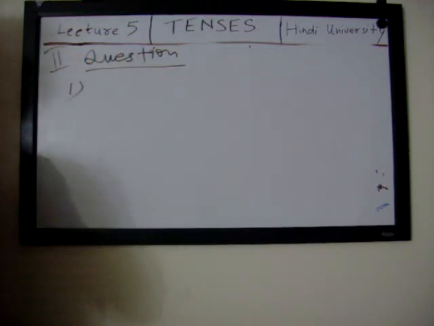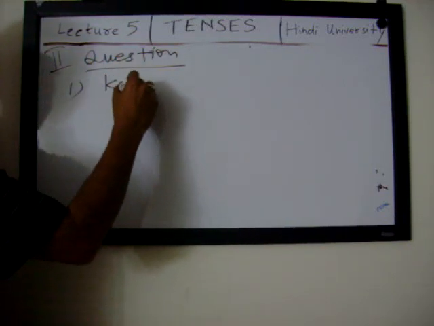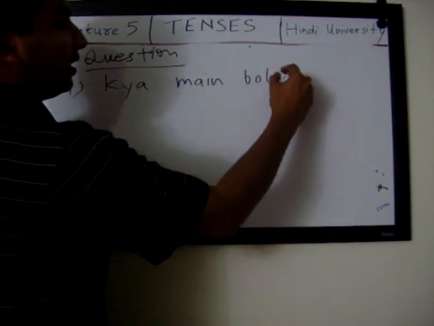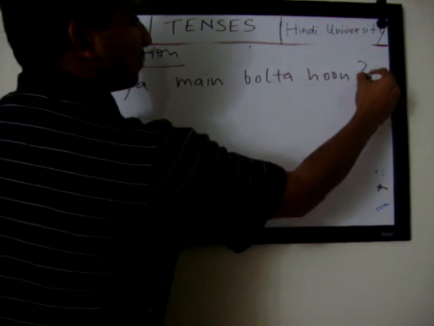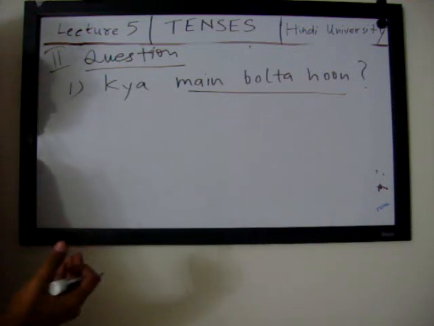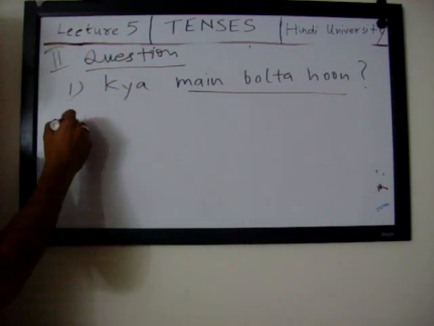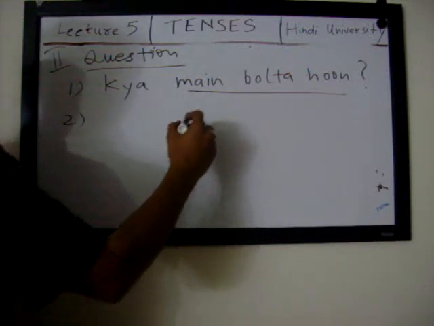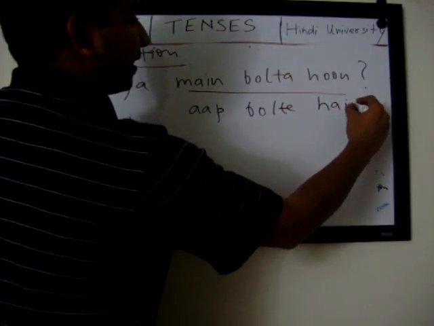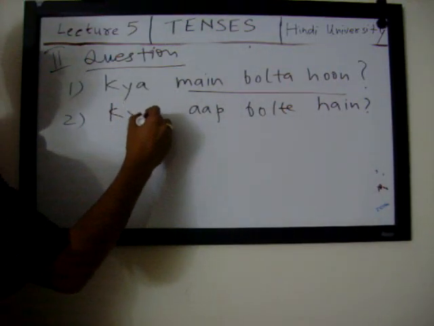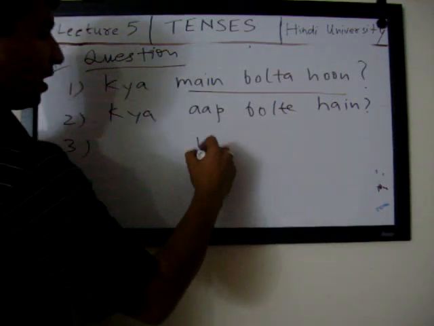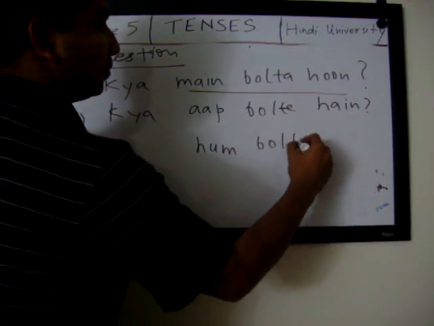Question is, the first one is like kya. First of all, the sentence is same. Main bolta hun. So you're just adding kya. Kya is like you're asking a question, like, do I talk? Aap bolte hain. You're just adding now kya. Kya aap bolte hain? Do you talk? Third one is hum bolte hain.